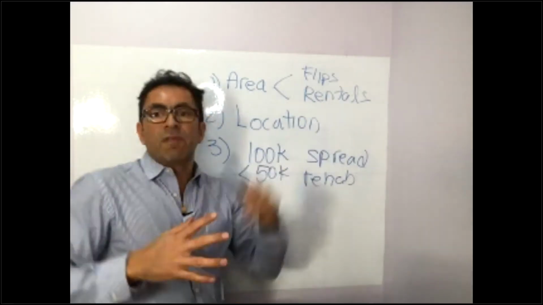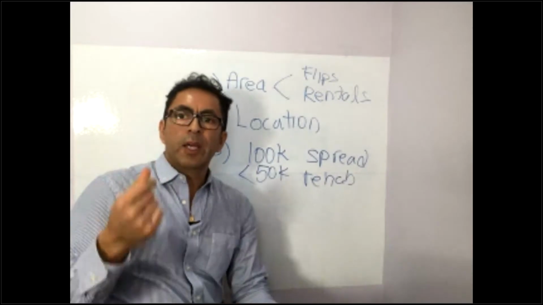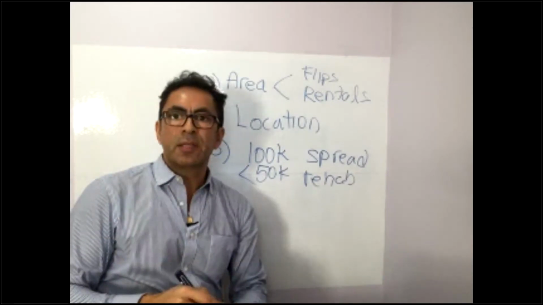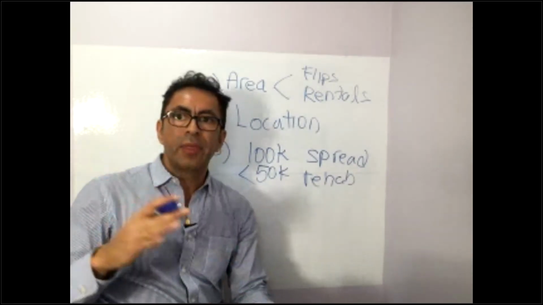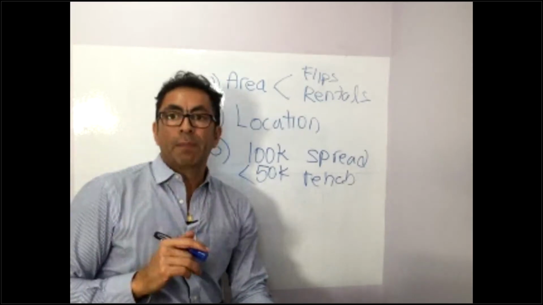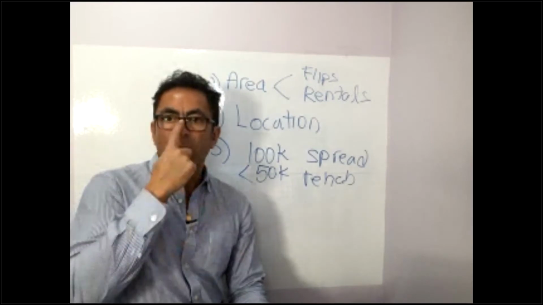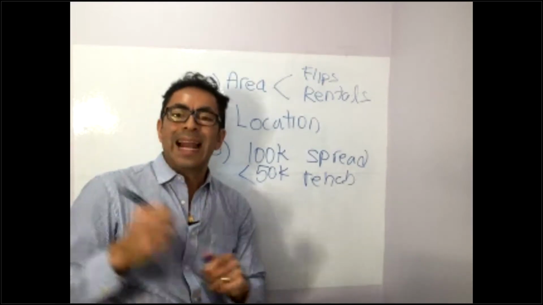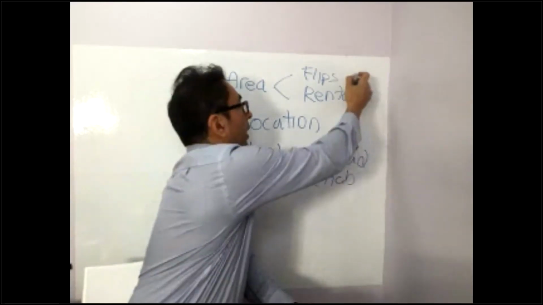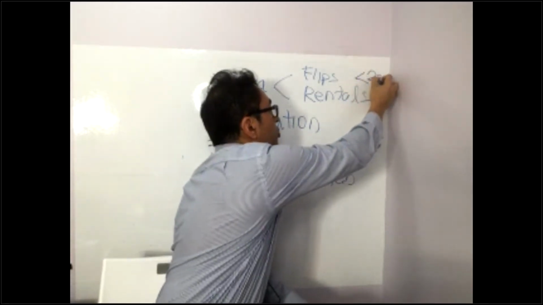Flipping market, what's a flipping market? Okay, a flipping market is where the property sells super fast, okay? There's a great demand and low supply, okay? So properties move super fast. So typically these properties stay in the market for less than 2 months, okay? So less than 2 months.